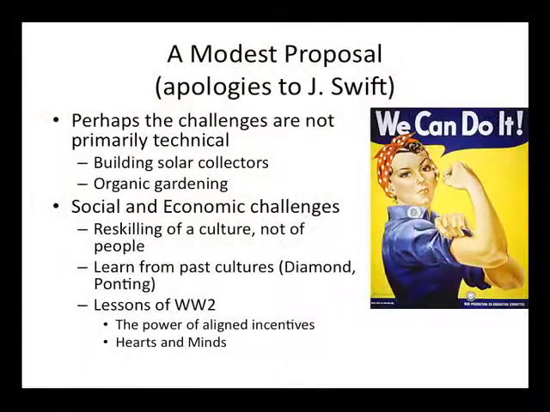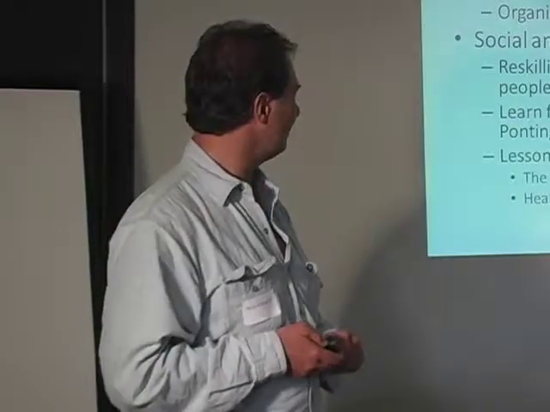So a modest proposal, with apologies to Jonathan Swift, is that perhaps the challenges are not really technical. Things are getting cheaper. We're figuring out how to do various kinds of alternative energy, how to build solar collectors, organic gardening. They might be social and economic challenges. It's not reskilling of individual people, but of a culture. How do we work together socially and align incentives, financial and political, to accomplish these goals?